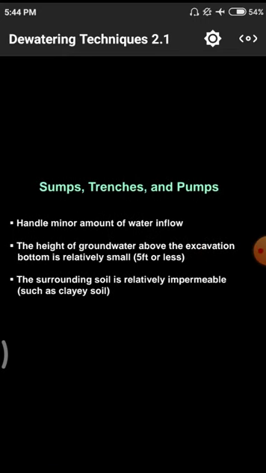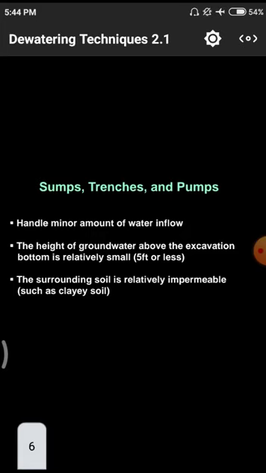The first classification is sumps, trenches and pumps. What are the sump, trench and pumps, and how do we utilize them in a particular field? First, they handle a minor amount of water inflow, a particular limited quantity. If it is a major inflow, the project is of huge importance; a minor one means less important projects. We use sumps, trenches and pumps to remove the water.